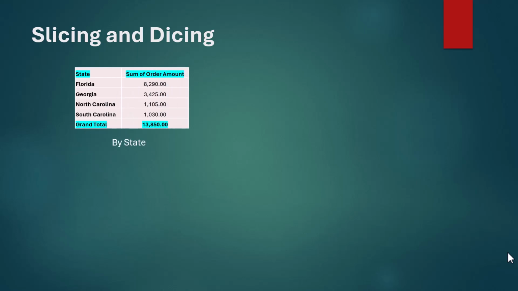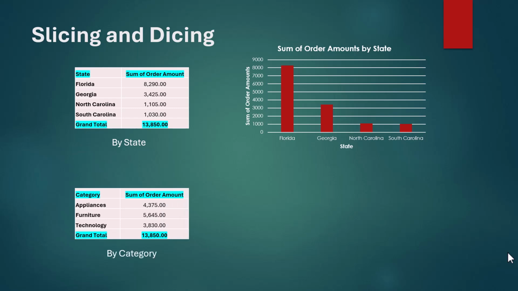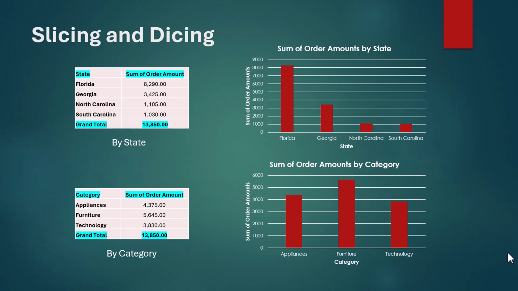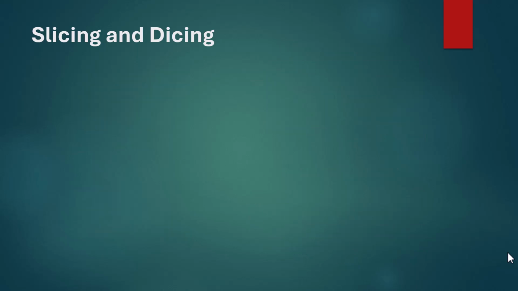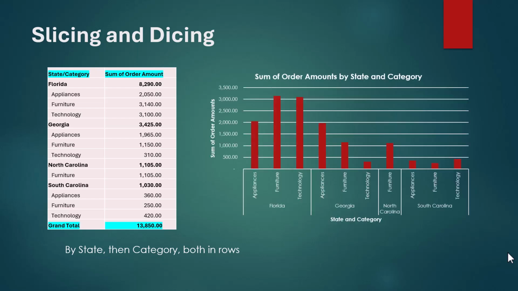Now we'll look at various ways of slicing and dicing this data. If we slice it by state, we get this table, and from this table, we can get a chart like this, a column chart. If we slice it by category, we get a table like this. The same 13,850 has been sliced by category instead of by state. And we can draw a column chart based on this table. Or we can slice it and dice it by state first and then category, both in rows, and then draw a column chart for that.